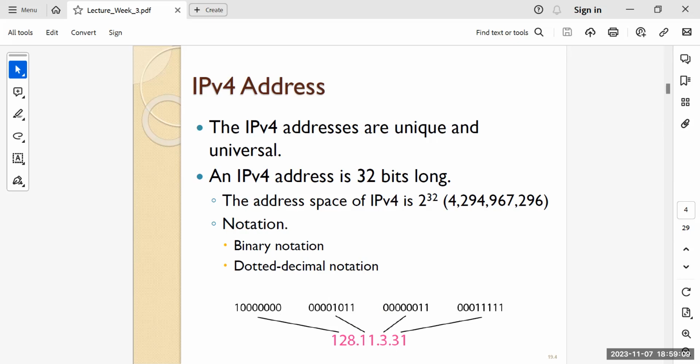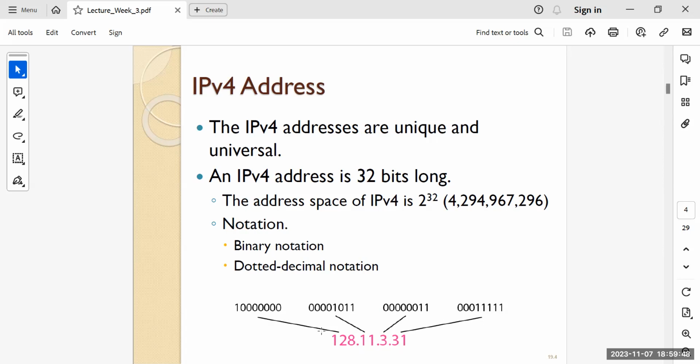Whenever we denote it in decimal numbers, it's usually like that. We put a period, or you can say a full stop. So that's 128.11.3.31. That 128 is basically this byte, and this binary number corresponds to 11. This one corresponds to 3. You can see that there is 1 1 over here, and 1 1 in binary is basically 3 in decimal. And you can see that there are 5 ones over here. So 5 ones correspond to the 31 in the decimal number system. So this is the convention that is usually used.